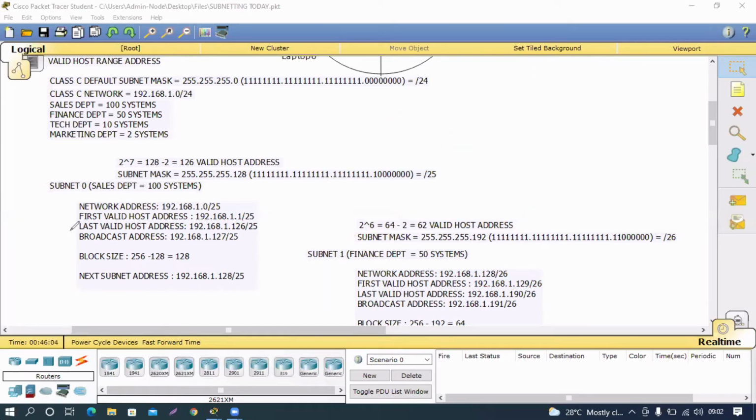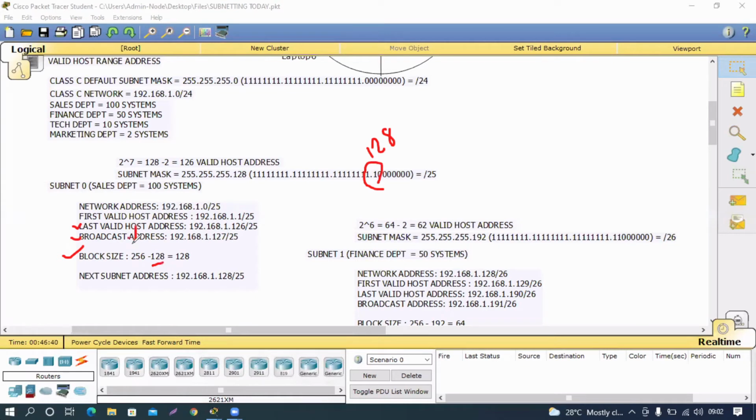Now we need to find these two addresses, but to find these two addresses we have to calculate something called a block size. Block size is always calculated using this formula. What we need to do is subtract the value of this bit. Right now we are having only one network bit, so the value of this bit is 128. This 128 is getting subtracted from 256.